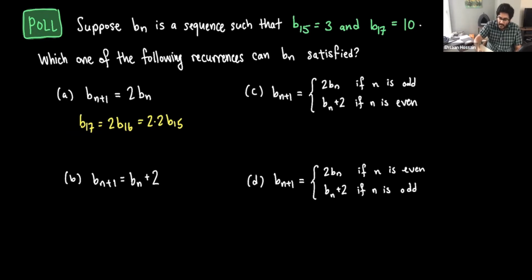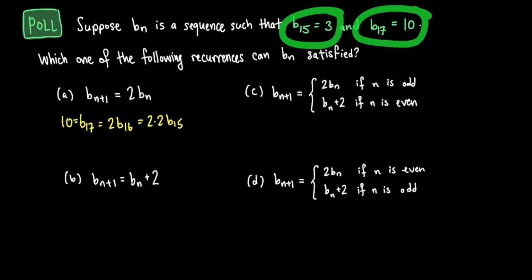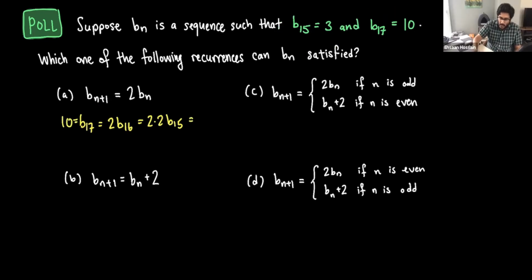B17, right? I know that's 10. That's what I'm given. And then B15, I know that's 3. So I've got 2 times 2 times 3 over here. That's 4 times 3, that's 12. So I see 10 equals 12, and this couldn't possibly be the answer, right? So it can't be A.